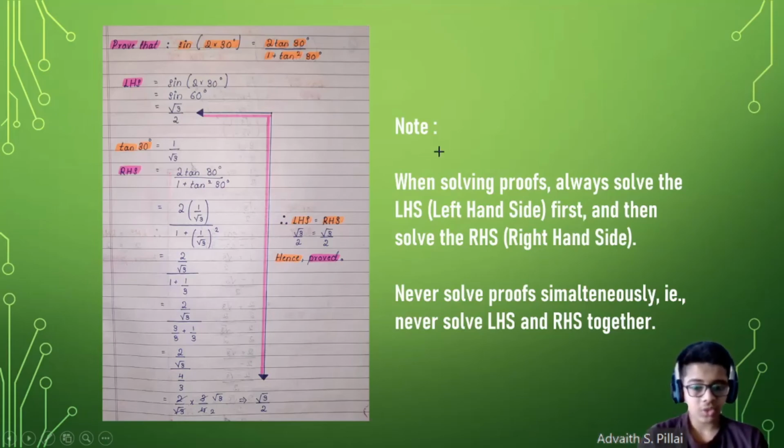Okay, so there's also a note when solving proofs. When solving proofs, always solve the LHS, which is the left hand side, first, and then solve the RHS, the right hand side. Never solve proofs simultaneously, that is, never solve LHS and RHS together.